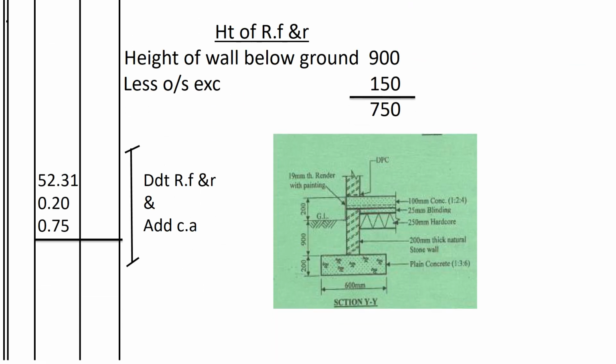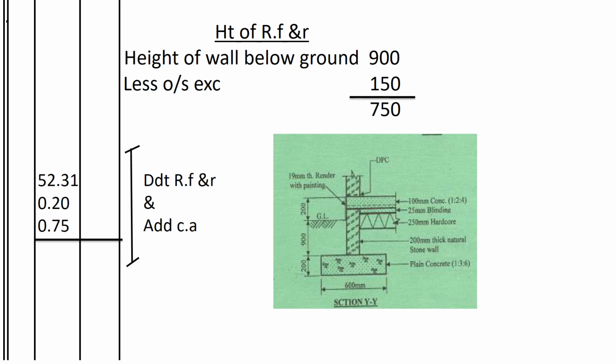Now we want to find the volume of the soil that we shall deduct from RFR and add to cut away because it has been replaced by the volume of the wall. So we shall take the volume of the wall. How do you find the volume of the wall? The length is the center line. The width is 200 millimeters thick. Then the depth, we shall take the depth of the wall minus the oversight. You know we had already excavated 150 millimeters, so that one we shall deduct.